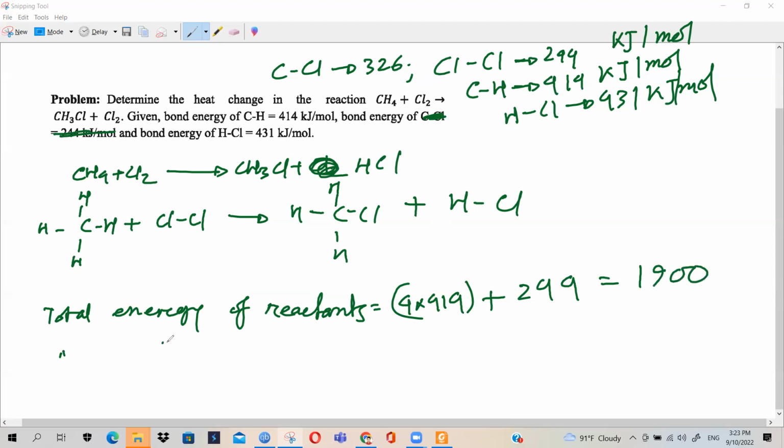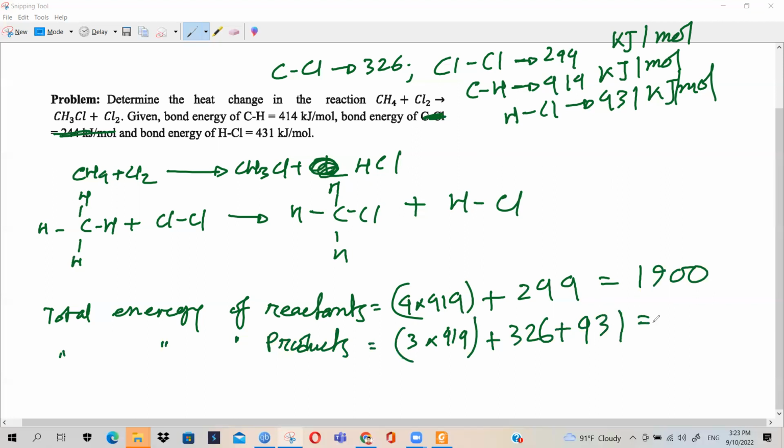And total energy of products will be equal to 3 multiplied by 414 because we can see 3 CH bonds, plus 1 CCl bond, and CCl bond is 326, and 1 HCl bond as well, which is 431. Tell me the value of this.